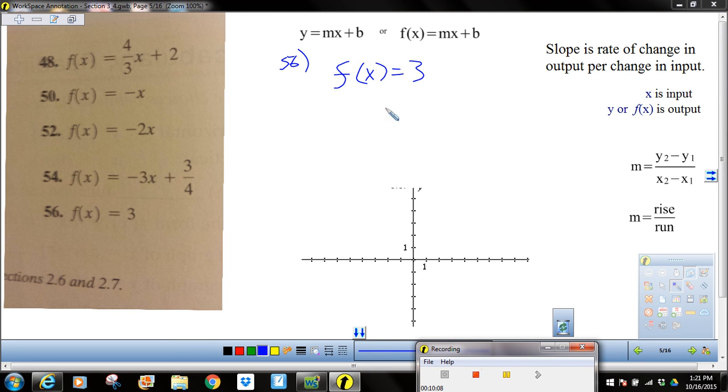Okay, 56 might look a little bit complicated, but it's not. It's actually, you know, still what we have here. Because you don't see an x term, slope is 0, the y-intercept is 3. So I'm going to begin at 3. Since the slope is 0, I know it's horizontal. And this is the same thing as y equals 3. Okay, I'm going to see if I can draw me a horizontal line here.